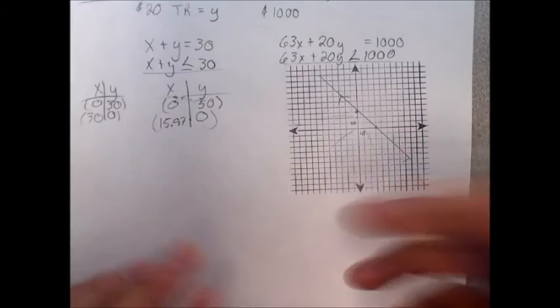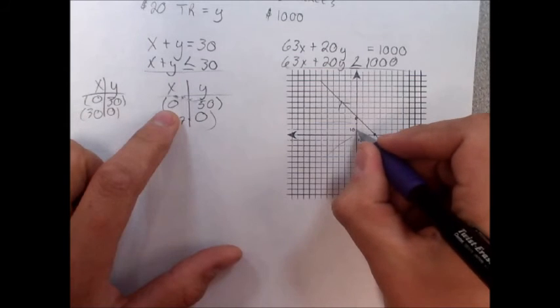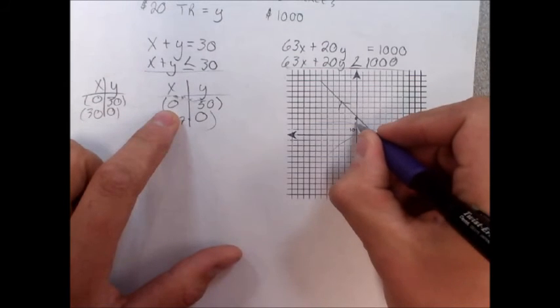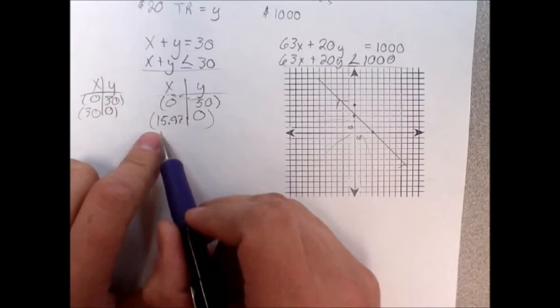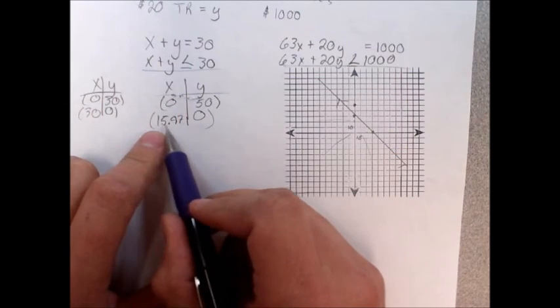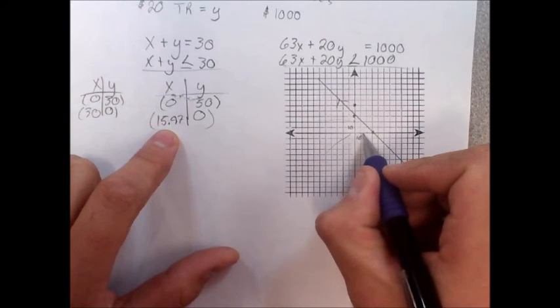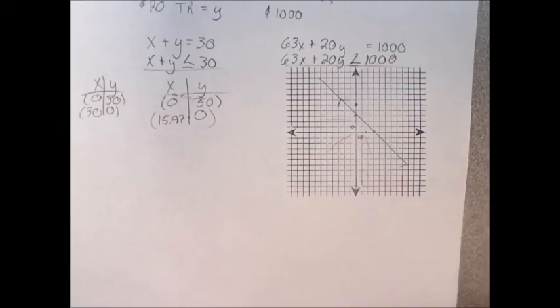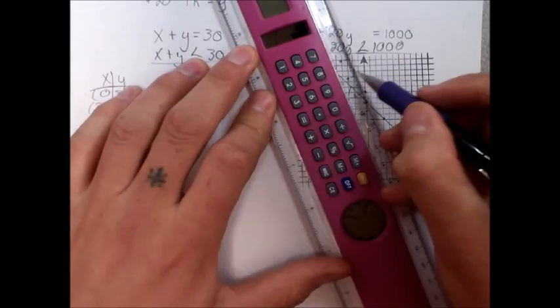All right, next one. I'm going to graph (0, 50). So 0 and then 50: 10, 20, 30, 40, 50. So there's that point. And then I have 15.87, which is going to be close to 16. So I'm going to go 10 and then just a little bit bigger than a half there. And connect those 2 points.